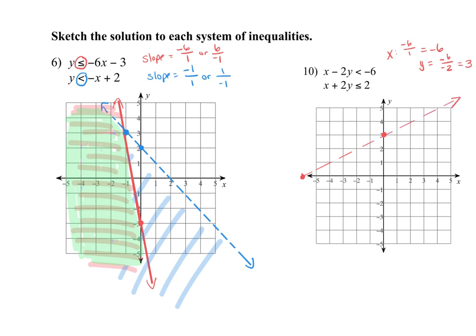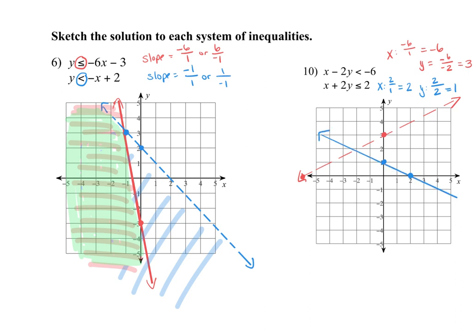All right. I'm going to do the same thing with the second line. My x-intercept here is that 2 over the number in front of x, which is 1. So I'm going to go to the point 2. My y-intercept is going to be that 2 over the number in front of y, which is 2. So that's a positive 1. Is this one going to be solid or dashed? Solid. All right, so I am going to do a solid line there.